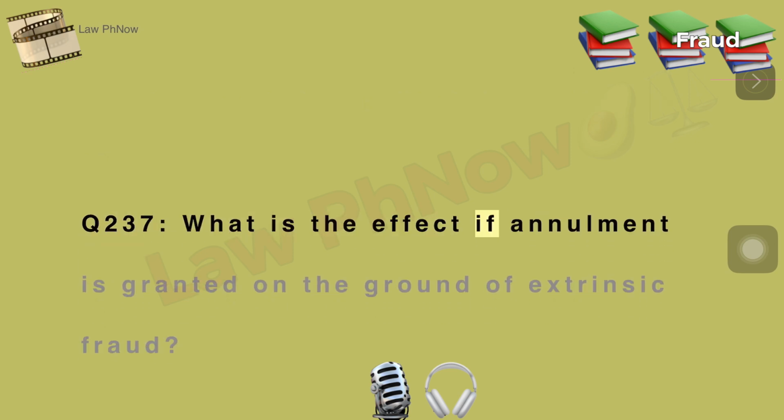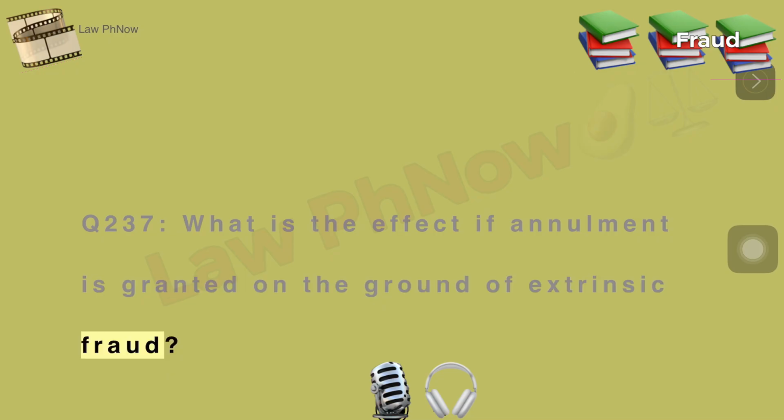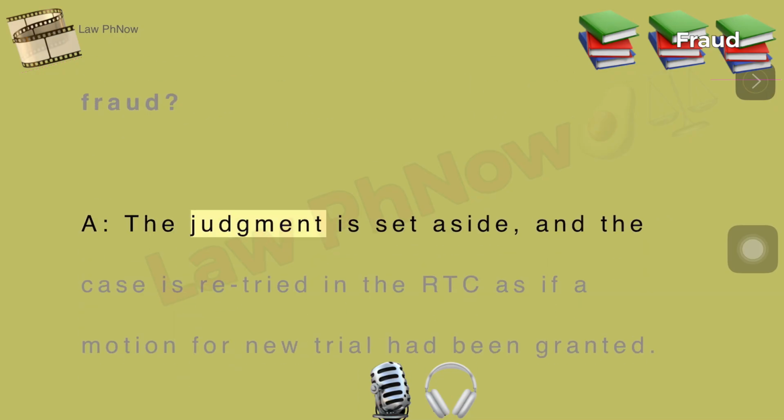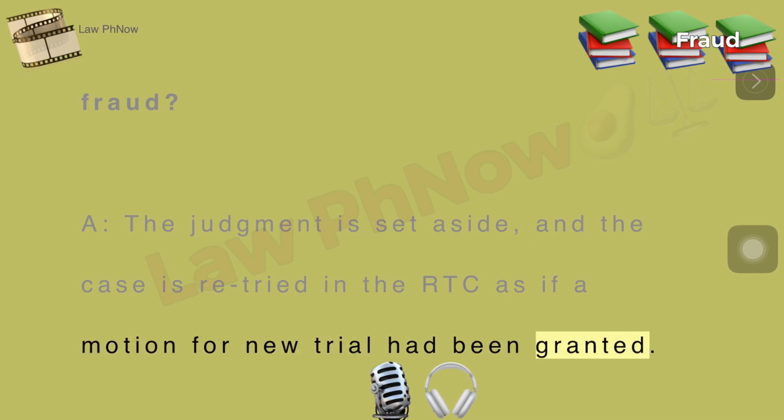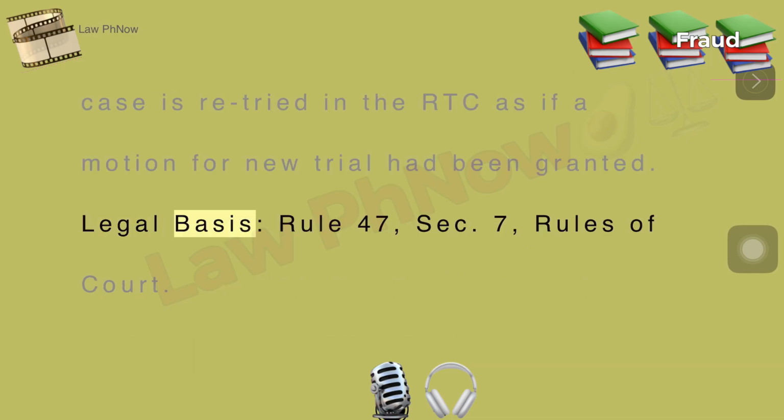Q237. What is the effect if annulment is granted on the ground of extrinsic fraud? A. The judgment is set aside, and the case is retried in the RTC as if a motion for new trial had been granted. Legal basis, Rule 47, Section 7, Rules of Court.